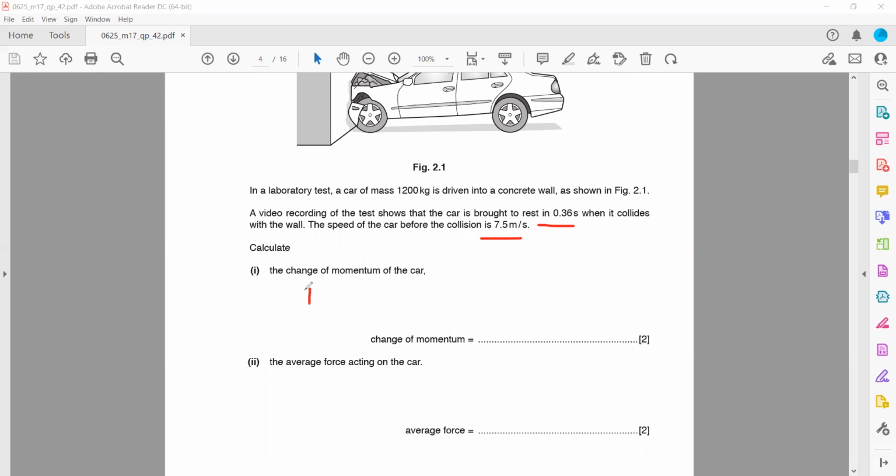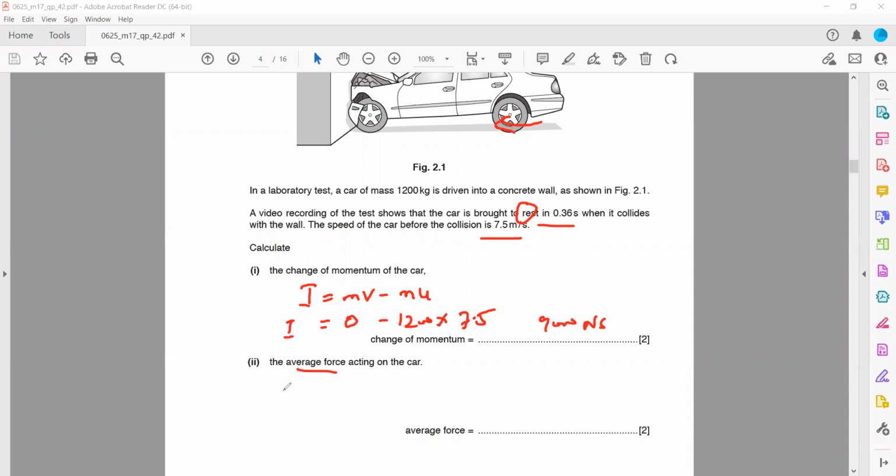Change in momentum is final minus initial. Because finally the car stops, the final momentum will be 0. For the initial momentum, the mass of the car is 1,200 and the speed at which the car was approaching the wall is 7.5. So 7.5 times 1,200 gives us about 9,000 kilogram meters per second, or newton seconds, which is also a unit of impulse. The final is 0 because the car is brought to rest, so the final speed is 0.